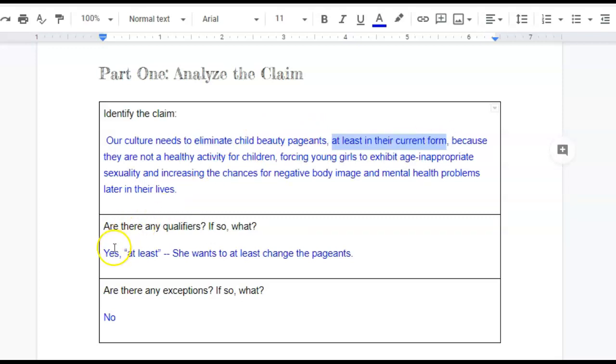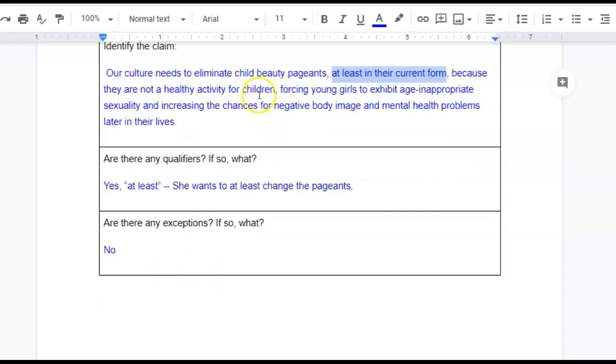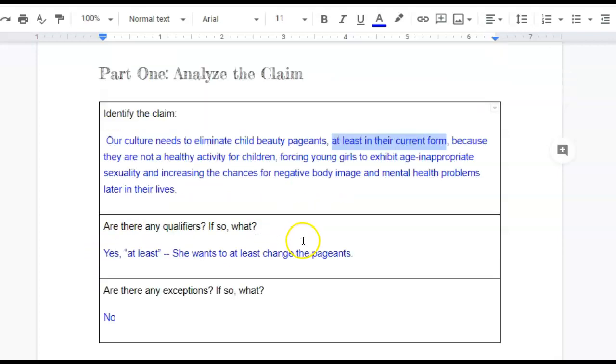So we said, are there any qualifiers? If so, what? Yes, at least. She wants to at least change the pageants. So we made that note. Are there any exceptions? Is there anyone that this claim doesn't apply to? Do we need to eliminate for everyone except teenagers, or everyone except preteens, or everyone except? In this case, no. There were no exceptions in the claim.